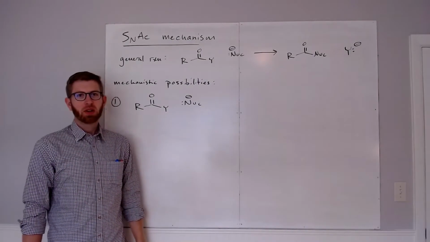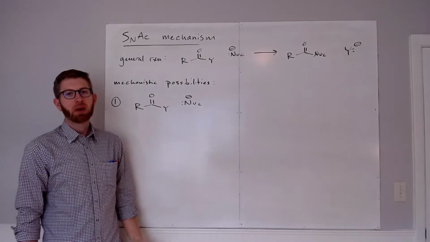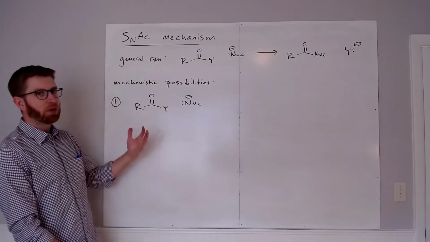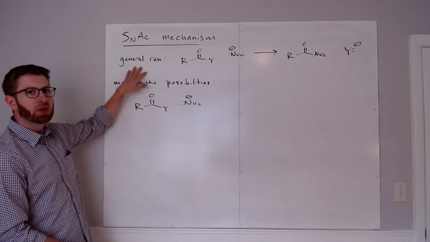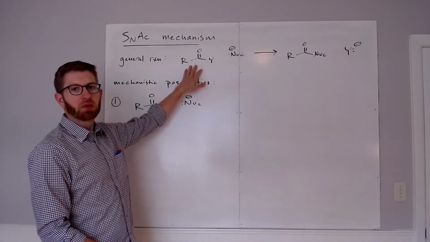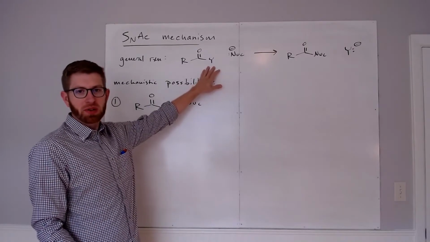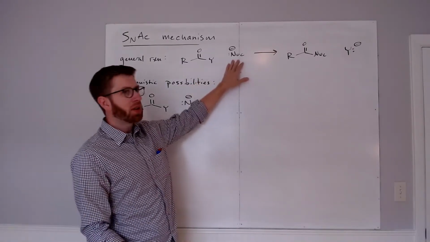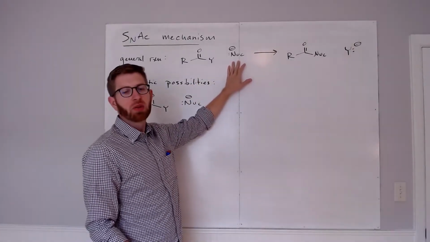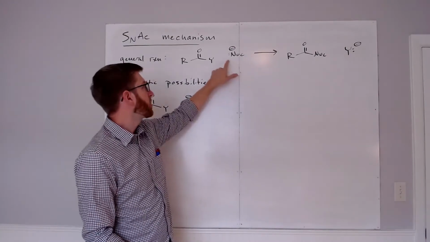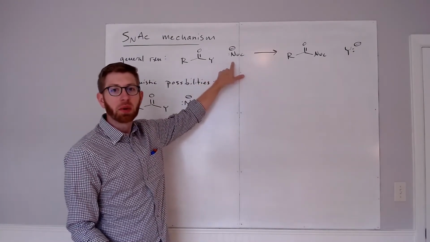Welcome to the second video in Unit 5, where we'll be discussing the mechanism of SNAc reactions. Just to remind you, the general SNAc reaction is shown here, where we have some kind of an acyl group and a Y group, which we know is going to function as a leaving group, as well as some kind of a nucleophile. For now, we'll treat the nucleophile as negatively charged, but the critical thing is that there's a lone pair here that we can use.